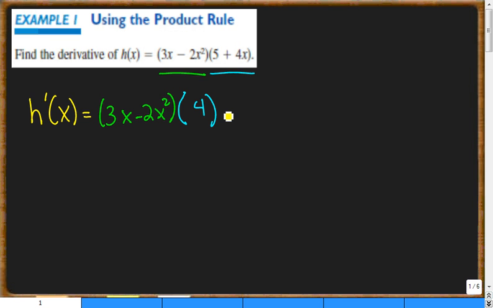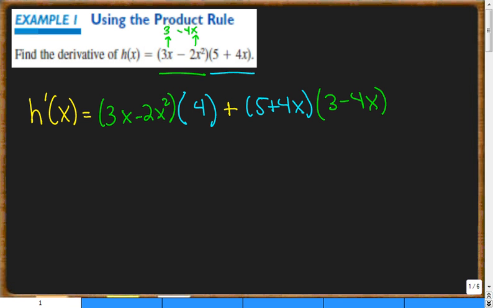I then add my second function, which is going to be 5 plus 4x. And I multiply that by the derivative of our first function, which the derivative of 3x is 3. The derivative of negative 2x squared is going to be negative 4x. So this is going to be 3 minus 4x.